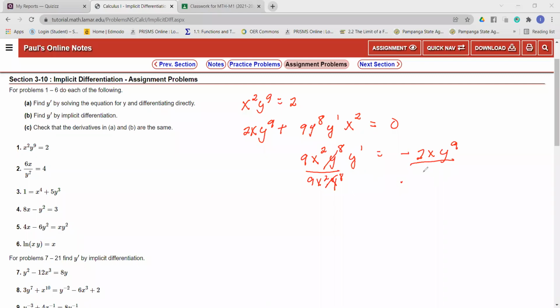So, divide both sides by 9x squared, y to the 8. So finally, my y prime, if I can simplify this, kasi nga, product naman yan. So, ka-cancel out yung x dito. So, we'll be left with x here. And then, yung isang y sa taas. So, the answer will be negative 2y over 9x. Ito yung y prime natin. Ito na yung derivative nito.